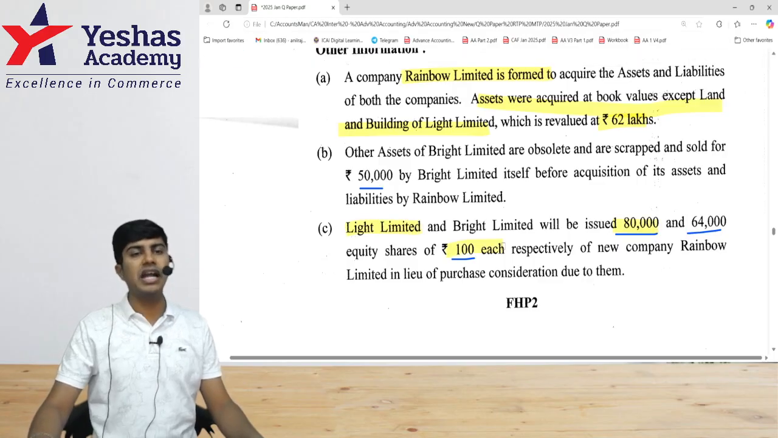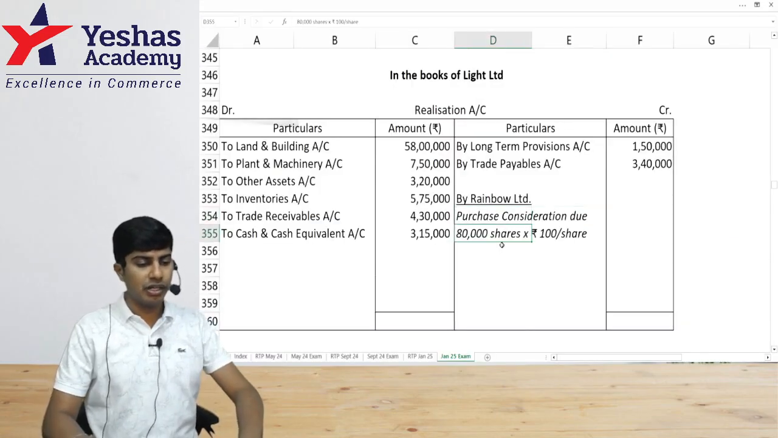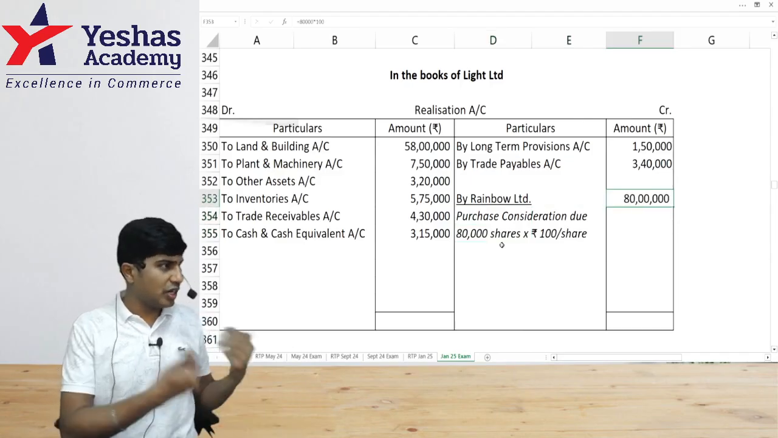80,000 shares of rupees 100 each. So my consideration is 80,000 into 100. How much is 80,000 into 100? 80,000 shares into 100, 80 lakh. So I've written this.